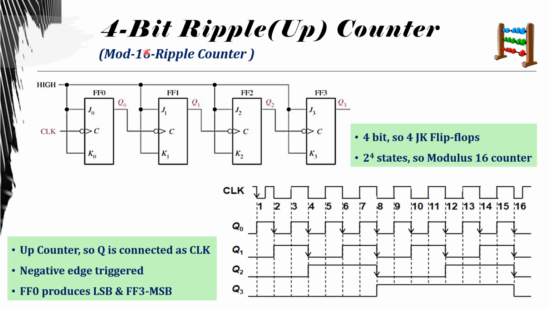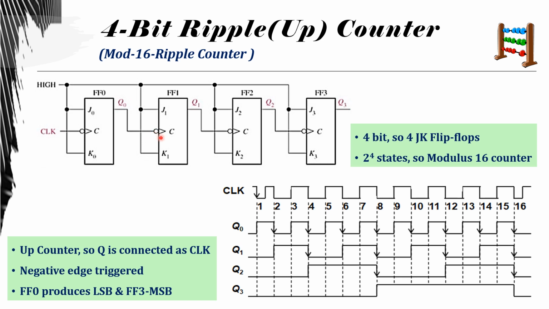Let's discuss the 4-bit counter. The difference is that, since it is 4-bit, we need 4 flip-flops. Here also we are considering JK flip-flops. All the J and K input terminals are connected to logic 1. Since it is an up counter, the Q output is connected as the clock input. Here we are considering negative edge triggering.